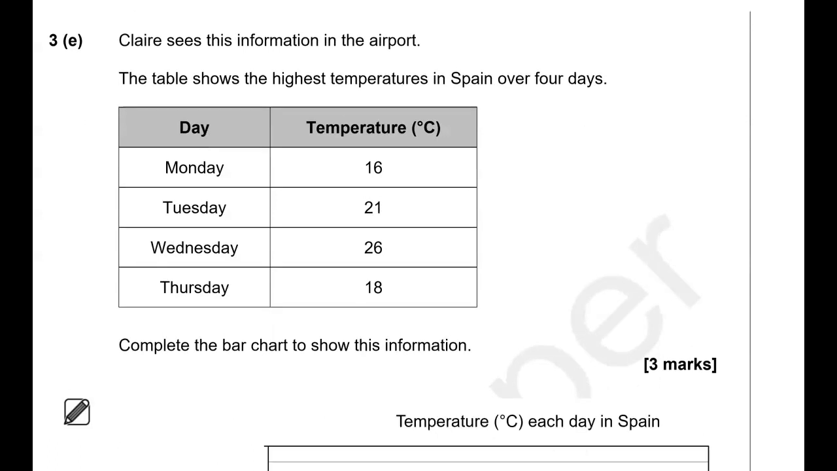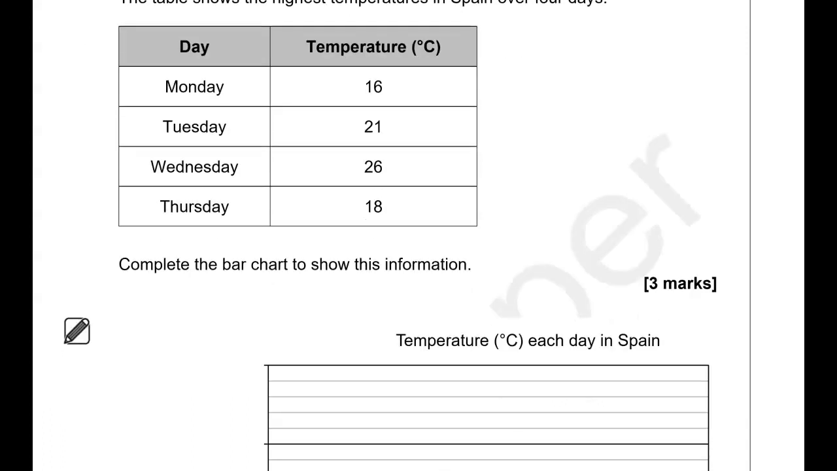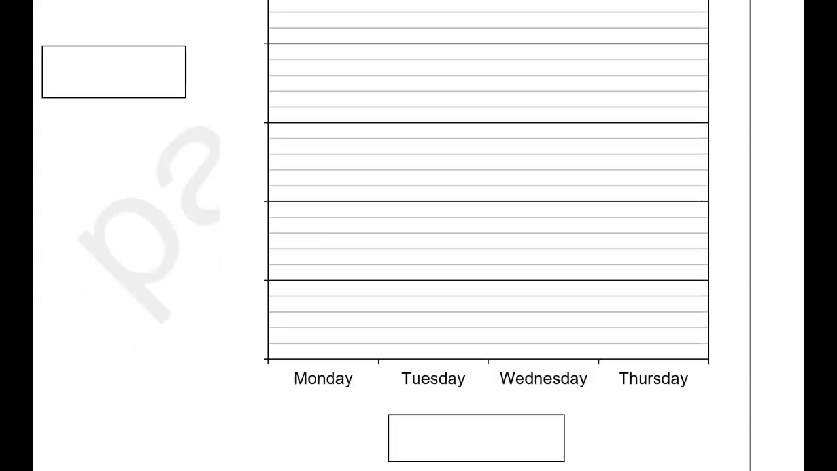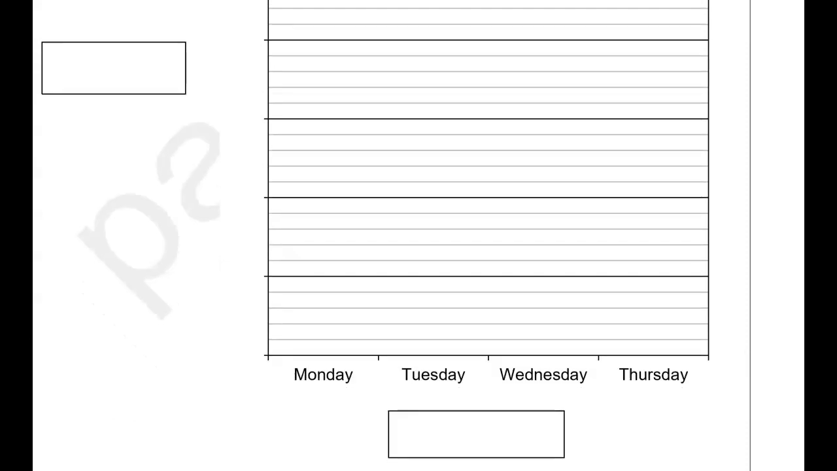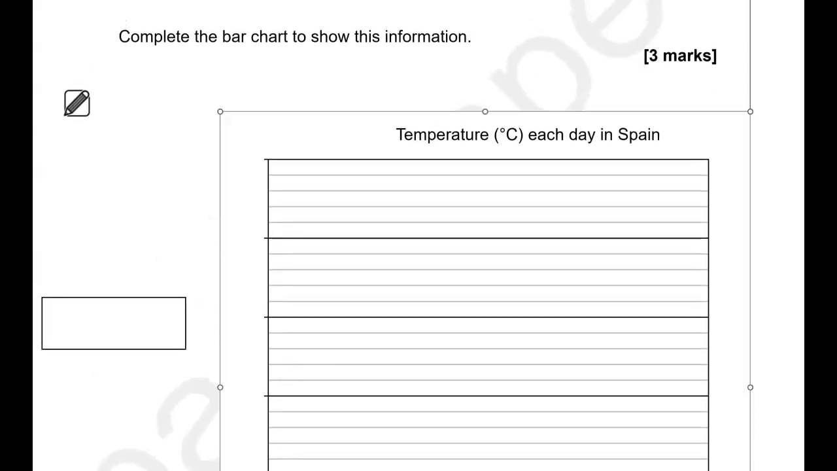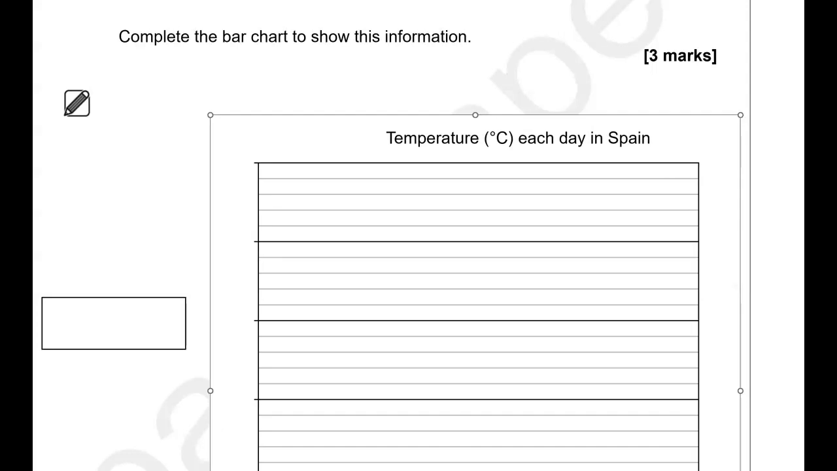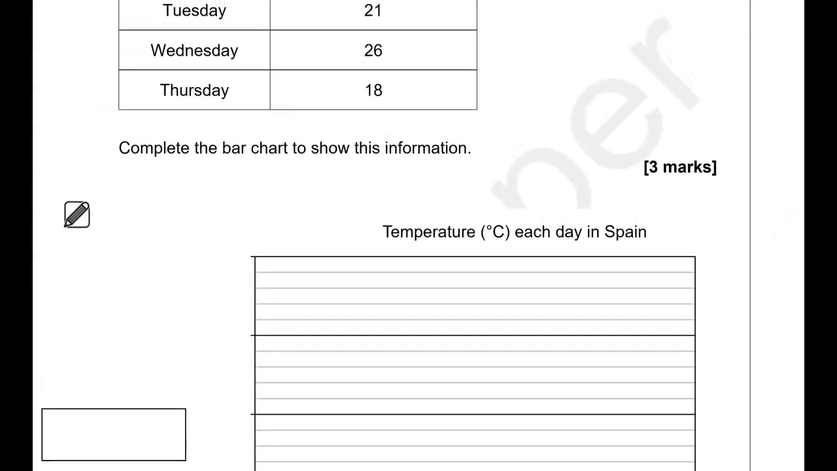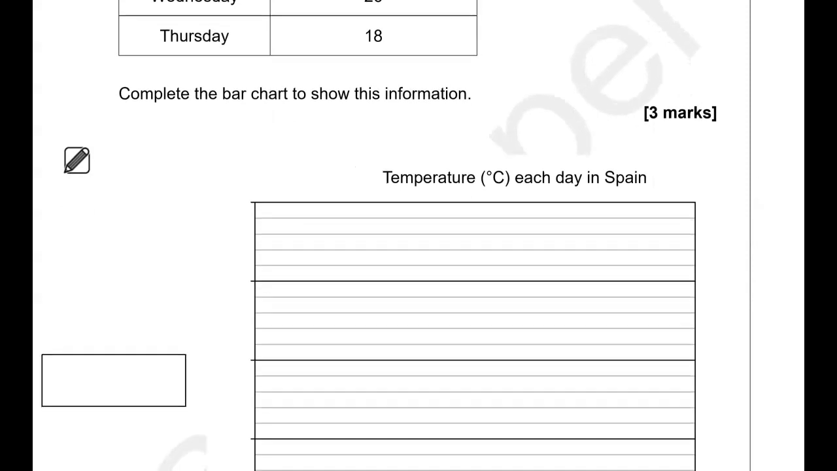Claire sees this information in the airport. The table shows the highest temperatures in Spain over 4 days. Complete the bar chart to show this information. So we've got Monday, Tuesday, Wednesday and Thursday. So that is day of the week. Or just day. And then we're going to show temperature in degrees Celsius.